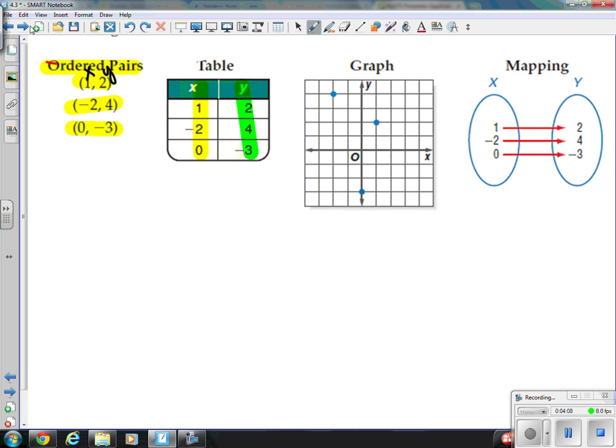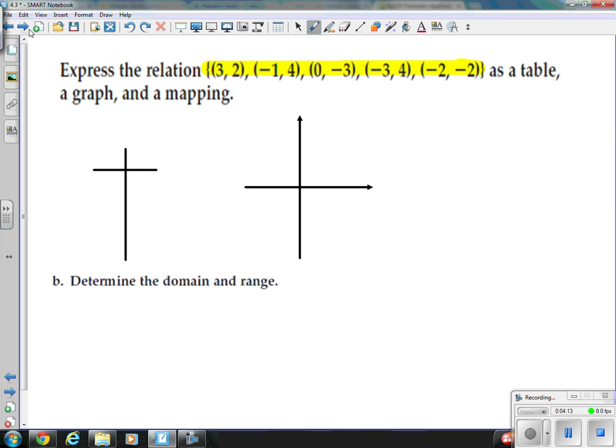Now it's our turn to make a relation to all these different parts. So for our first example, we're given two parts. Part A says express the relation. So write this part out in your notes, the highlighted portion. The relation 3, 2, negative 1, 4, 0, negative 3, negative 3, 4, and negative 2, negative 2 as a table, a graph, and a mapping.